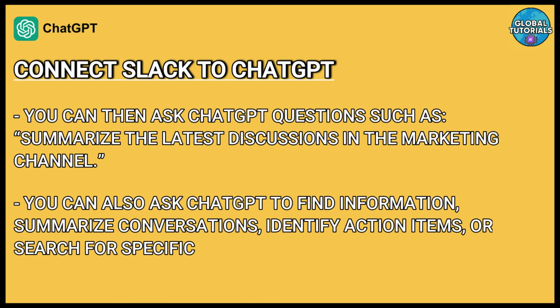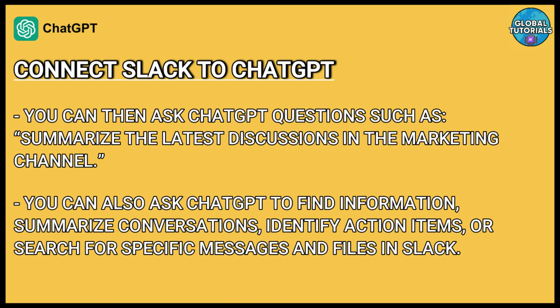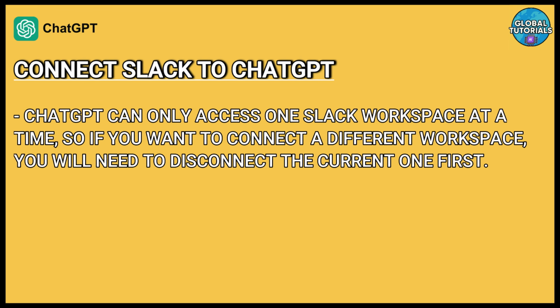You can also ask ChatGPT to find information, summarize conversations, identify action items, or search for specific messages and files in Slack. ChatGPT can only access one Slack workspace at a time, so if you want to connect a different workspace, you will need to disconnect the current one first.